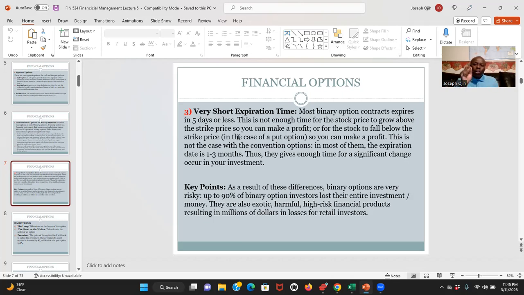But before I do that, there's one other difference. Most binary options are not traded. They're not, how do we put it? Regulated. They're not regulated.